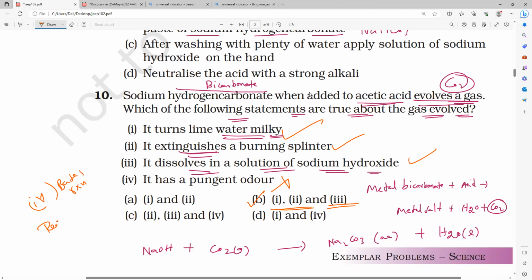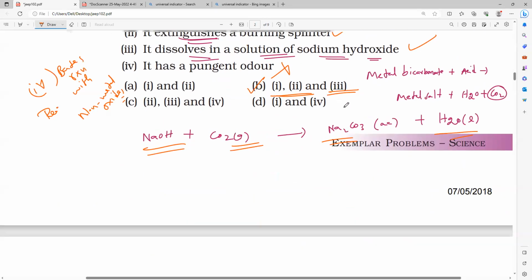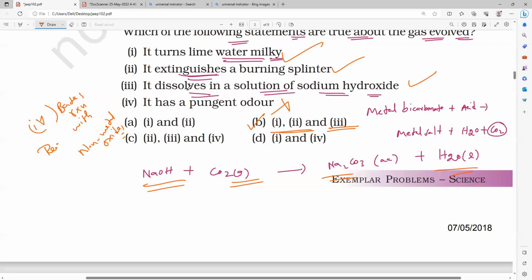Bases react with non-metal oxides. In that I have given you examples: calcium hydroxide, calcium oxide, potassium hydroxide, and the last, fourth example, sodium hydroxide. Verify, everybody, your class work. Have you written it or not? All of you? So the gas dissolves in a solution of sodium hydroxide. Yes, it will dissolve, and it will form sodium carbonate plus water.